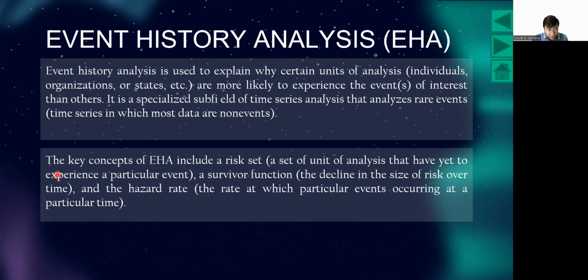So the key concepts of EHA o yung event history analysis include a set of units of analysis that have yet to experience a particular event, a survivor function, the decline in the size of risk over time, and the hazard rate, the rate at which particular events occur at a particular time. So, event history analysis o yung EHA, ito yung assume na possible mahula ang dependent variable within a certain time frame.